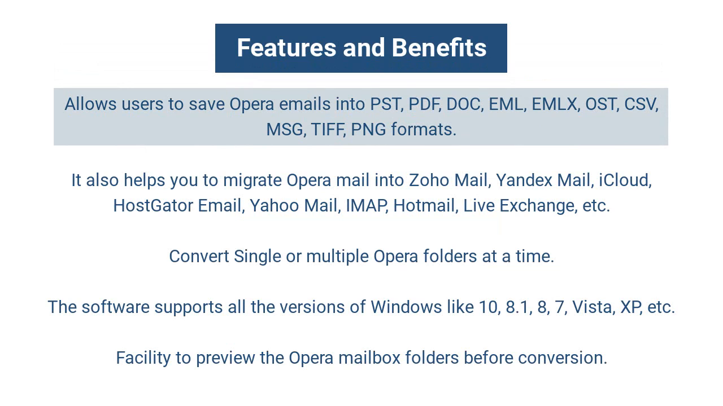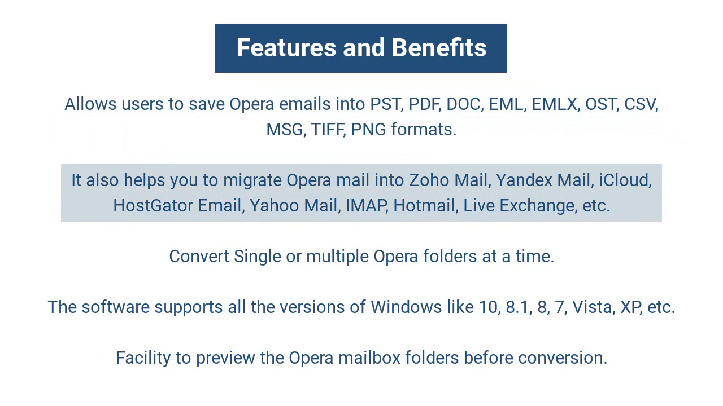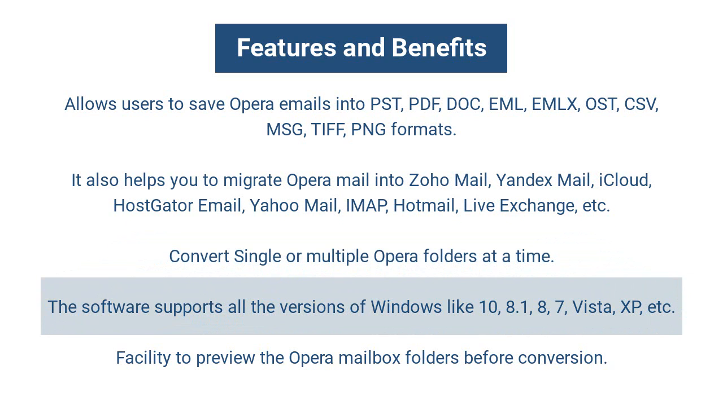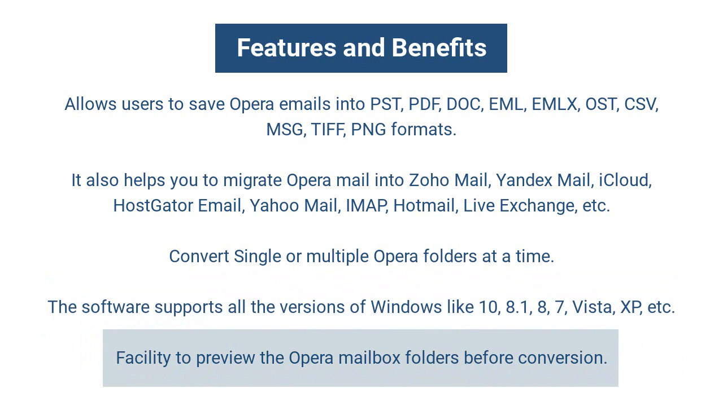Some prominent key features of the software are: allows users to save Opera emails into PST, PDF, DOC, EML, EMLX, OST, CSV, MSG, TIFF, PNG formats. It also helps you to migrate Opera Mail into Zoho Mail, Yandex Mail, iCloud, HostGator Email, Yahoo Mail, IMAP, Hotmail, Live Exchange, etc. Convert single or multiple Opera folders at a time. The software supports all the versions of Windows like 10, 8.1, 8, 7, Vista, XP, etc. Facility to preview the Opera mailbox folders before conversion.